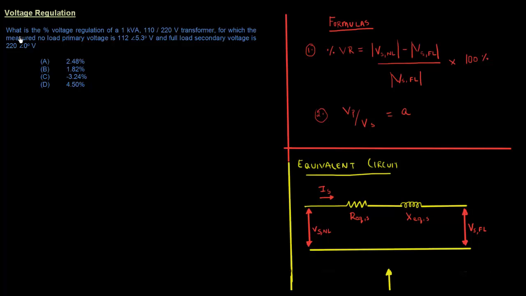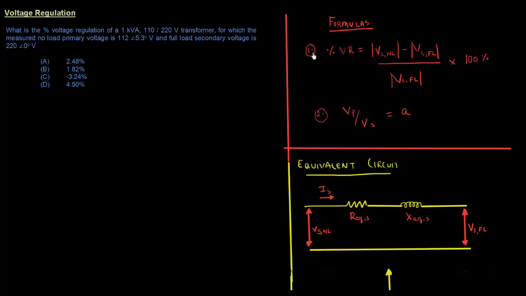So what we've been asked is, what is the percent voltage regulation of a 1 kVA 110 to 220 volt transformer for which the measured no load primary voltage is this and full load secondary voltage is this, and we've been given four options.